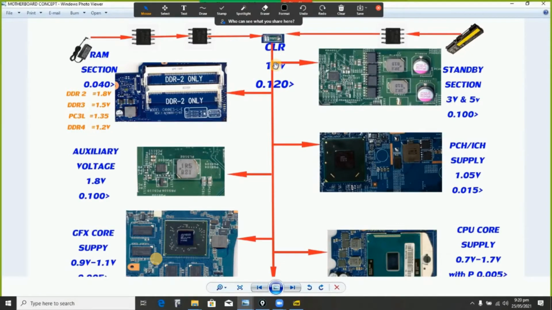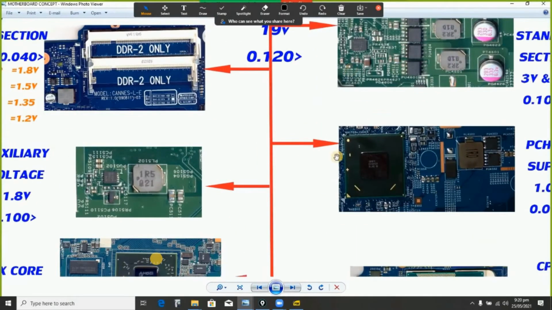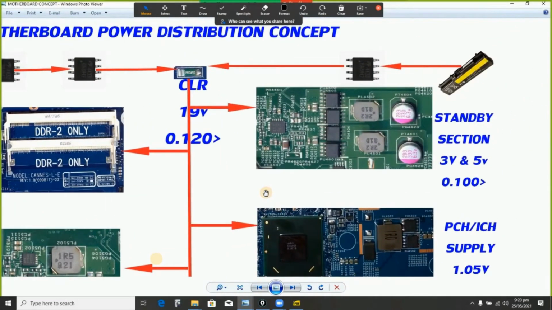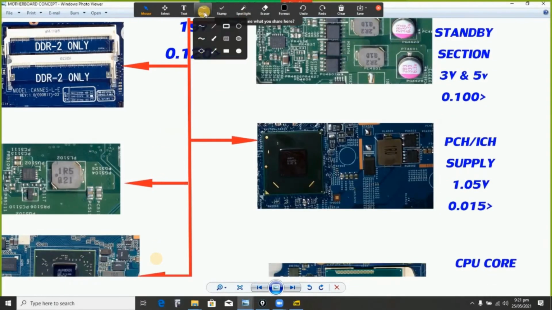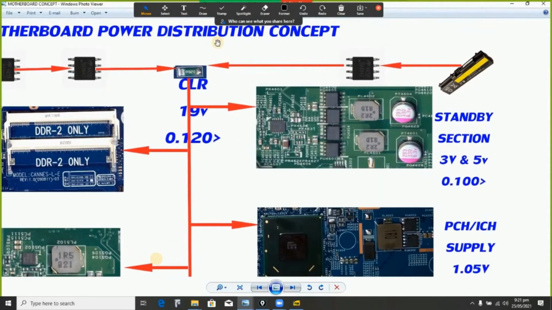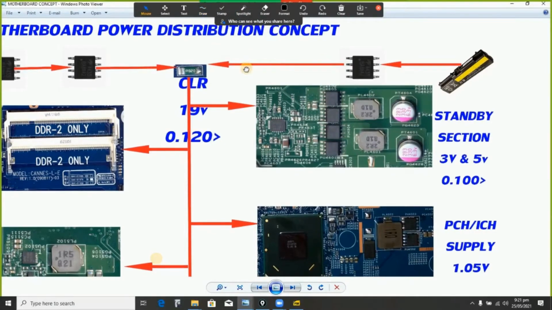That's exactly how the motherboard works. If 19 volts is present on the motherboard, there is a destination. After it has been circulated everywhere, there is a destination we call the standby section. The major function of this standby section is to convert this 19 volt to a lower voltage that every other section can work on. Why do we call it standby voltage here? This is because it is like a soldier that is ready to fight.